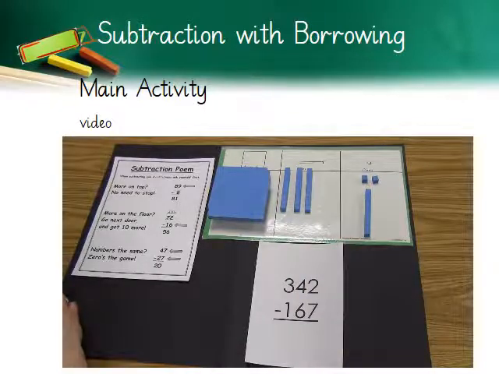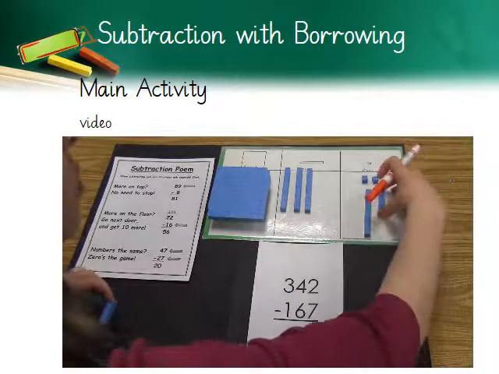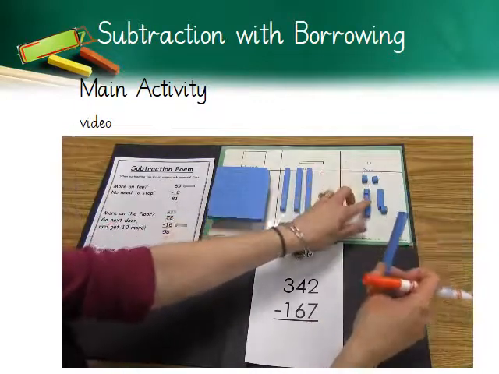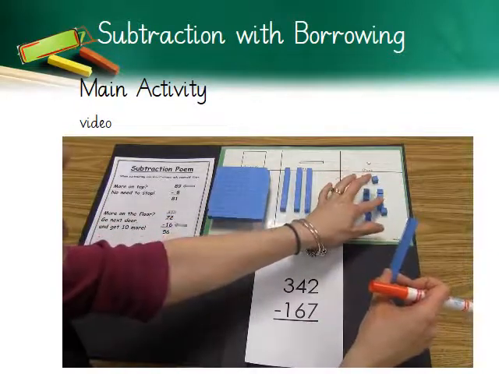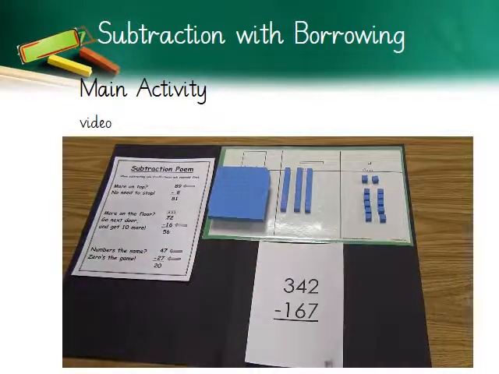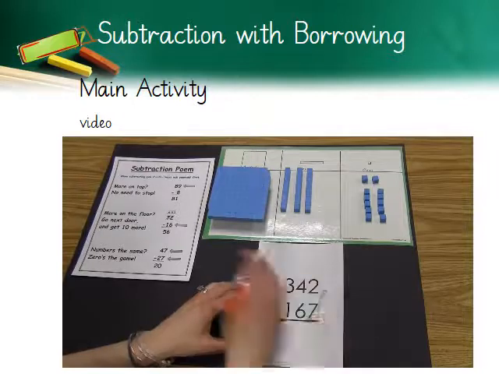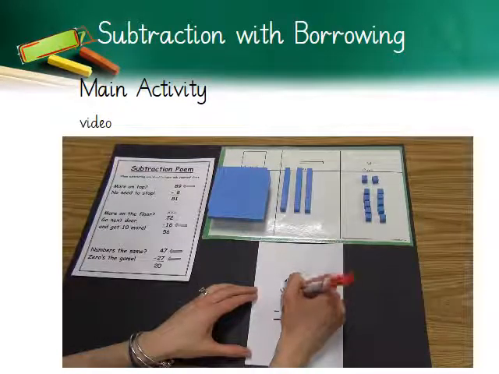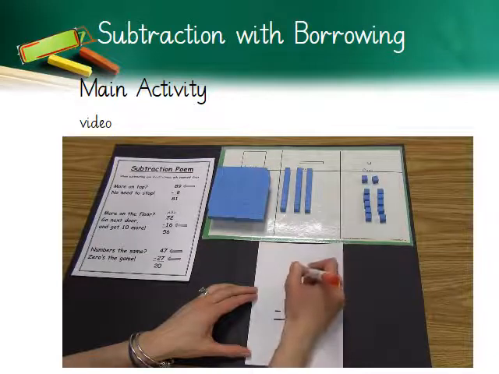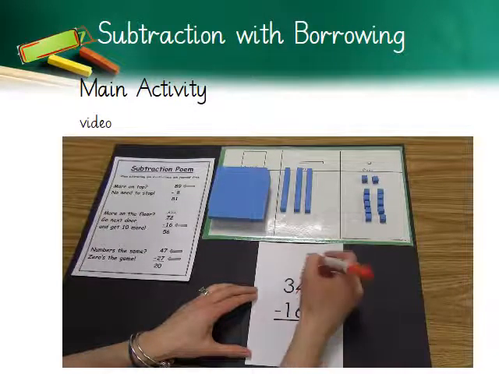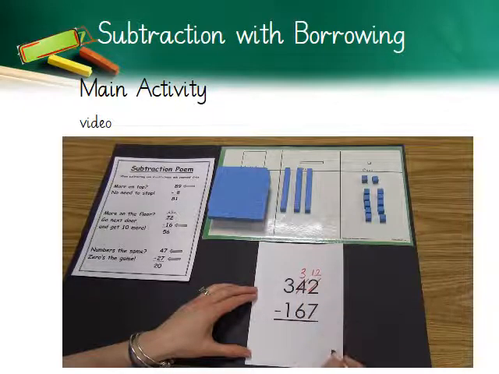So now I'm going to change this 10 into 10 ones, because it's not a group of 10 anymore. We're opening it up so we can take 7 away. To show what I just did with the blocks, we need to write down that I no longer have 4 tens, I now have 3. And I don't have 2 ones anymore, I now have 12 ones.